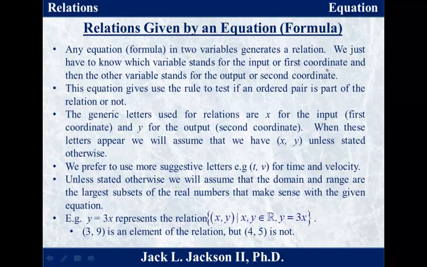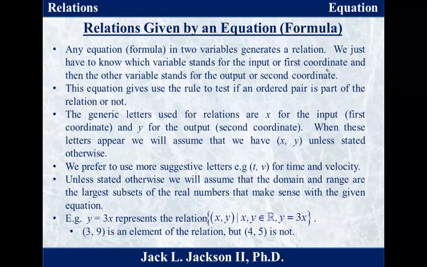Alright, well, we've already seen relations in many different ways. Let's look at some more. An equation or formula with two variables generates a relation. We just have to know which variable stands for the input or first coordinate and which variable stands for the output or second coordinate. So a variable in this case is just a placeholder for input or output. And so the equation is basically giving us the rule to test if an ordered pair is part of the relation or not.